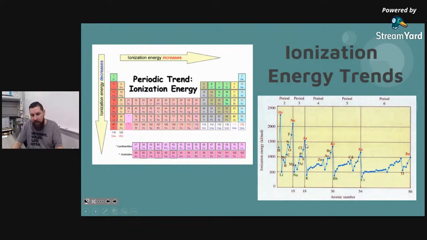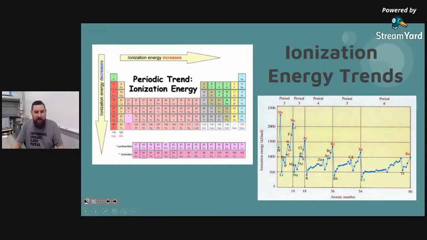Okay? And then we can go across. Then we get to the D sublevel, which is kind of wonky in there, but again, a general increase as you go across. And then we hit our non-metals, and then period 4, etc. So a general increase again as you go across, and a general decrease as you move down.